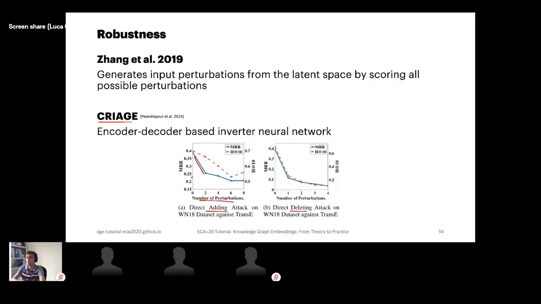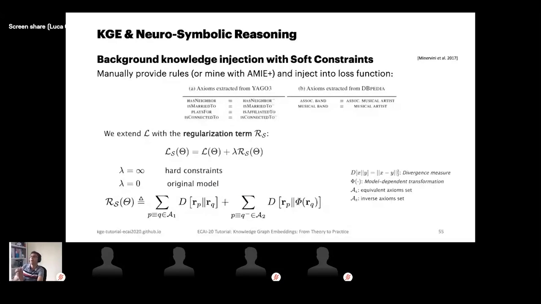Now, there is then an entire area dedicated to neurosymbolic reasoning, for example, injecting background knowledge with soft constraints, right? Which belongs to all sort of work that tries to mix and match rule-based approaches with differentiable pipelines like the ones that we described. Again, we may find with rule extraction that some of the axioms in some predicate types in the graph are the same, and so we may want to use that information injected as a regularizer and improve the predictive power.